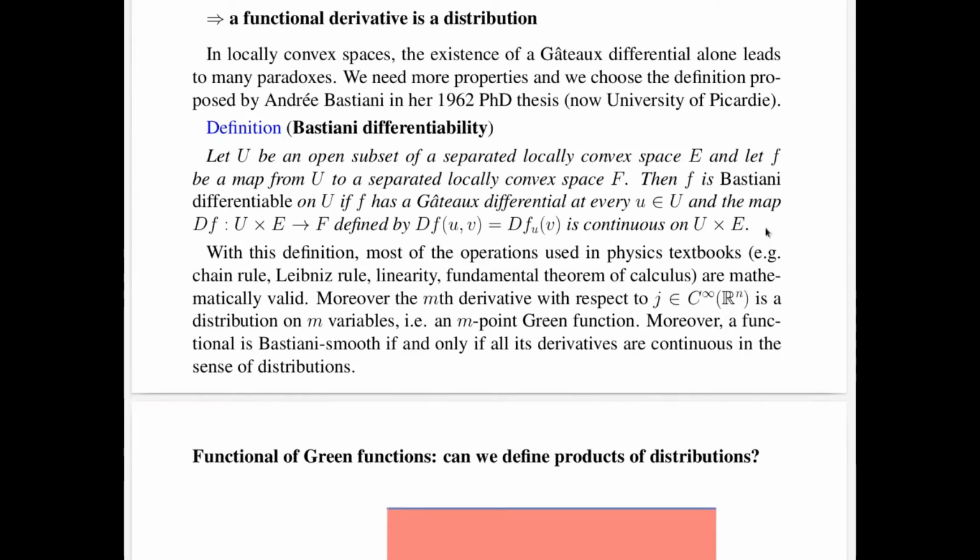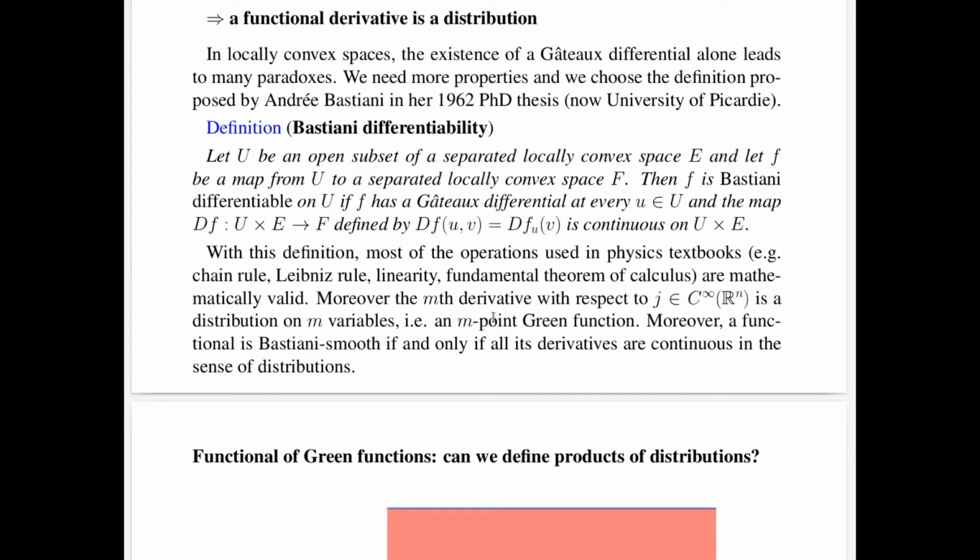So if you take this definition of a continuously differentiable function, then everything that we do in physics textbooks has a mathematical meaning. The chain rule holds, the Leibniz rule is correct, you get linearity in V, the fundamental theorem of calculus is okay. Moreover, if you take the mth derivative, you obtain something that can be considered as the m-point Green function.